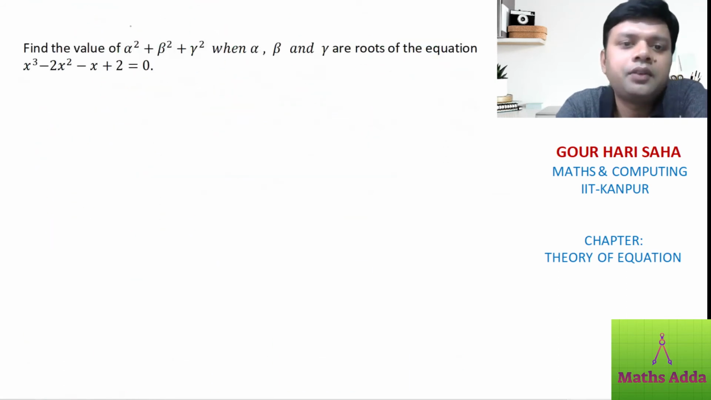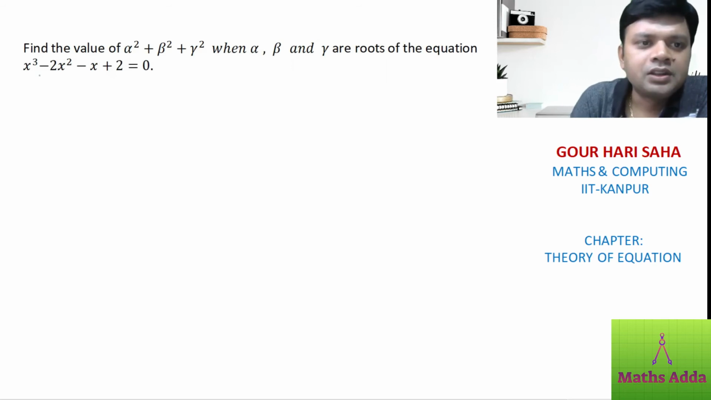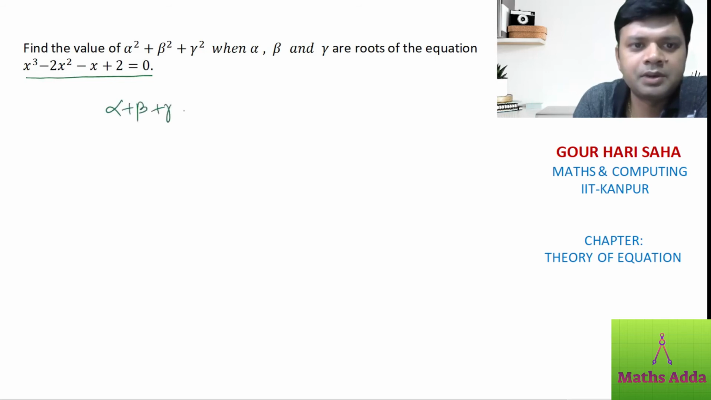Question is, find the value of alpha square plus beta square plus gamma square, where alpha, beta, gamma are roots of this equation, right? So this cubic polynomial equation has three roots, alpha, beta, gamma. What we know, alpha plus beta plus gamma, that is minus b by a. So minus of minus 2 by 1, that is 2.